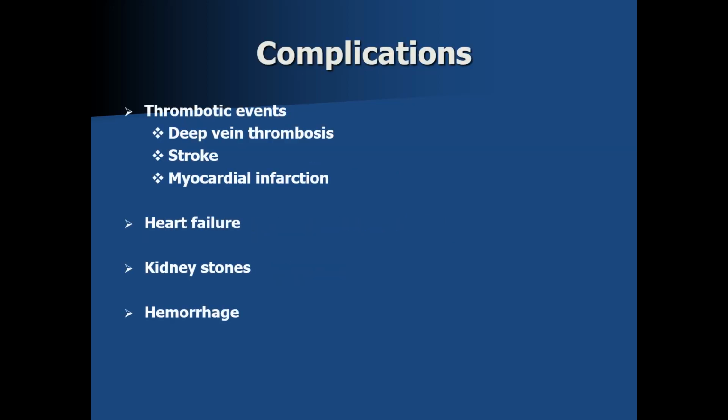The common complications of polycythemia are these. First, there are thrombotic events, such as deep vein thrombosis, stroke, even myocardial infarction. Heart failure can come from the increased viscosity of the blood, increasing the work on the heart. Kidney stones and hemorrhage may also complicate polycythemia.